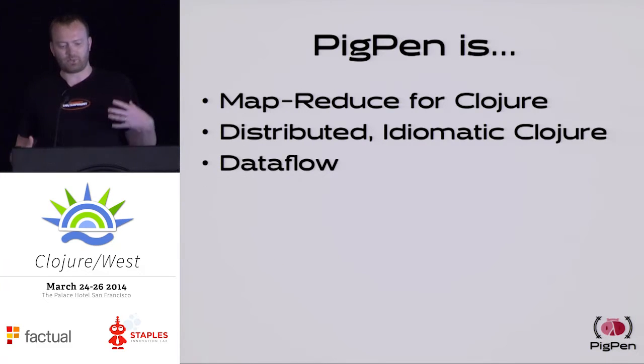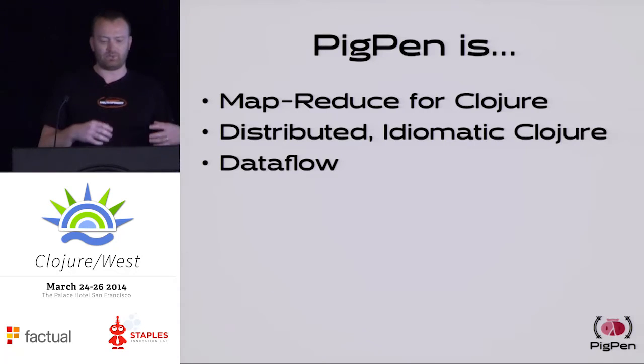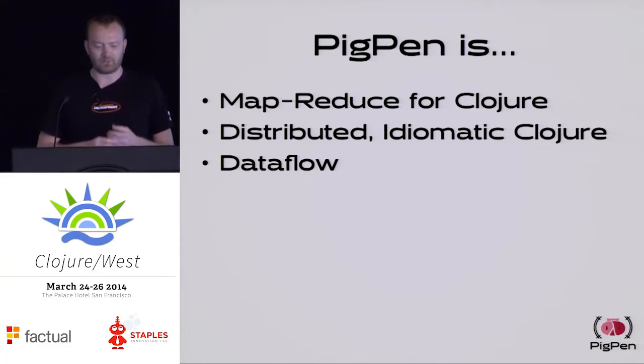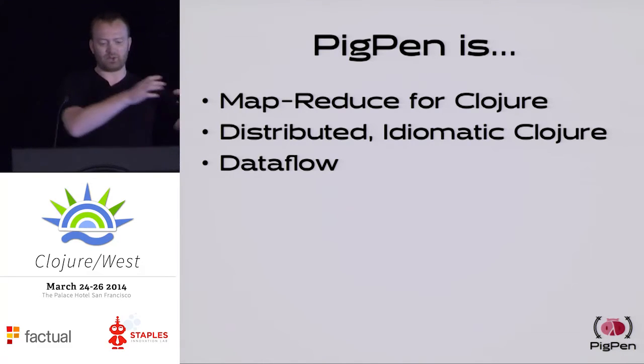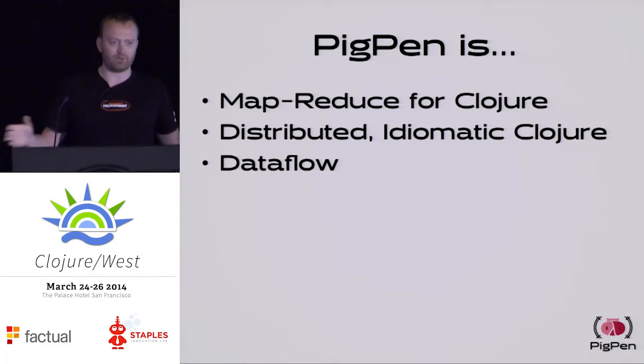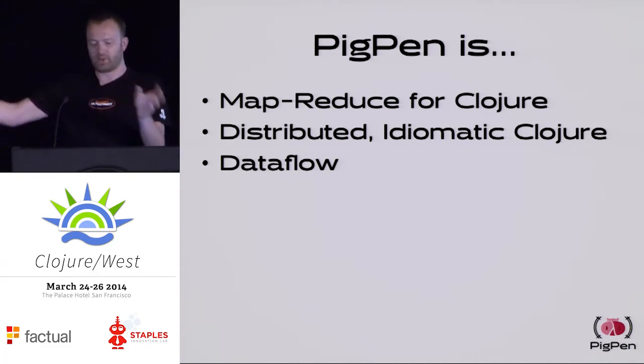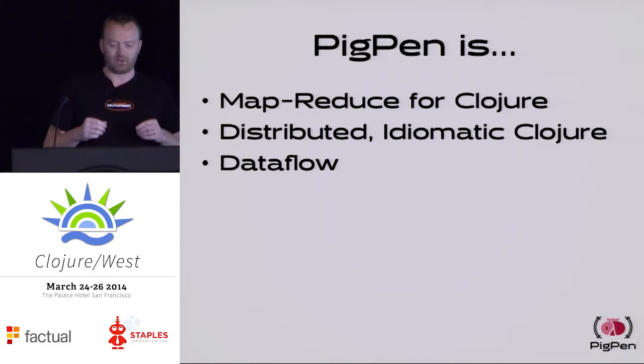A lot of times when people think of MapReduce, they think of queries, like I want to execute one query or I want to join these two tables together. PigPen is more about data flow. I want to take a bunch of different data sources. I want to map over them, filter them, and then join them together, group by, and then maybe join in some more data. I want to describe a graph of operations that I want to happen.